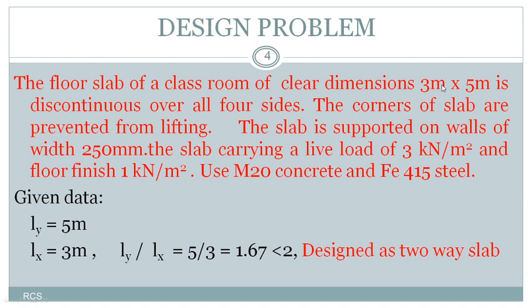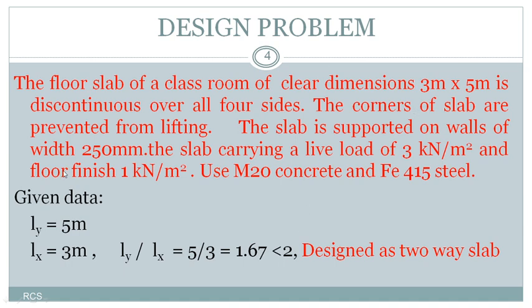To categorize the type of slab, we have one condition: when Ly by Lx, or I can say longer span direction to shorter span direction, is less than 2, then we can call it a two-way slab. So let us check here. Our longer span direction is 5 meters and shorter span direction is 3 meters. So 5 by 3 is equal to 1.67, which is less than 2. So we can design it as a two-way slab.